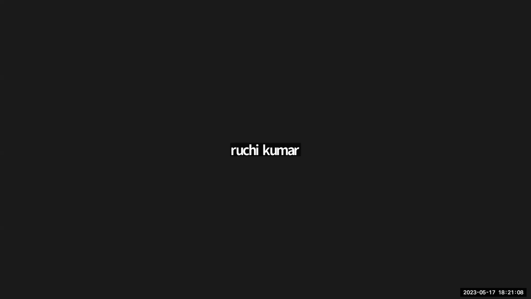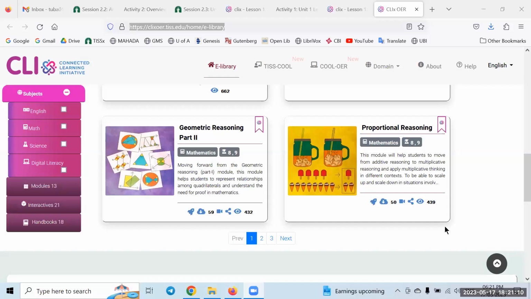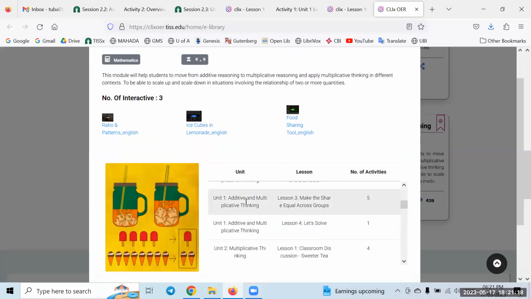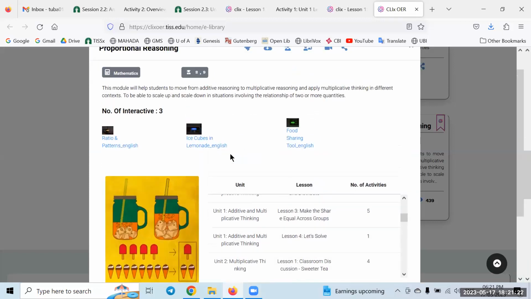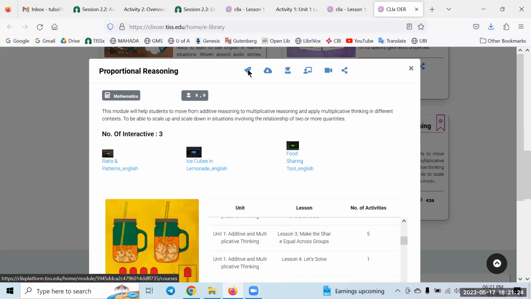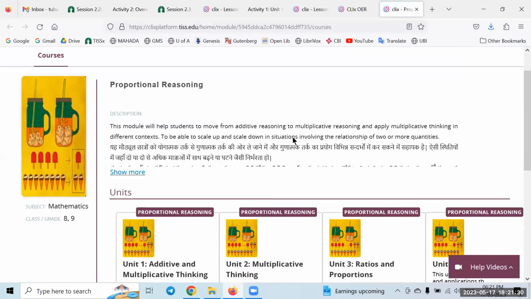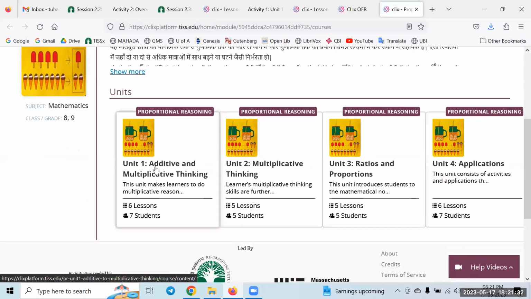Let us do those activities. Okay. You have to click on the rocket. Yeah, up. Yes. Yeah, go to unit 1. Yeah, so that unit 1 is actually shown here.